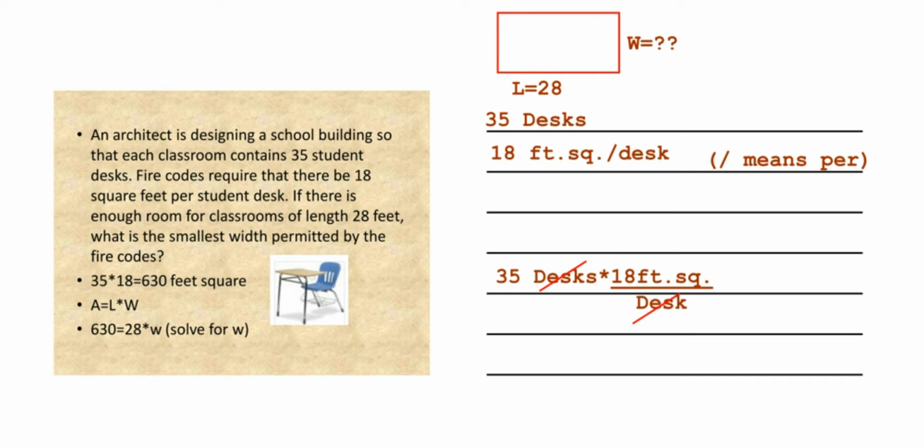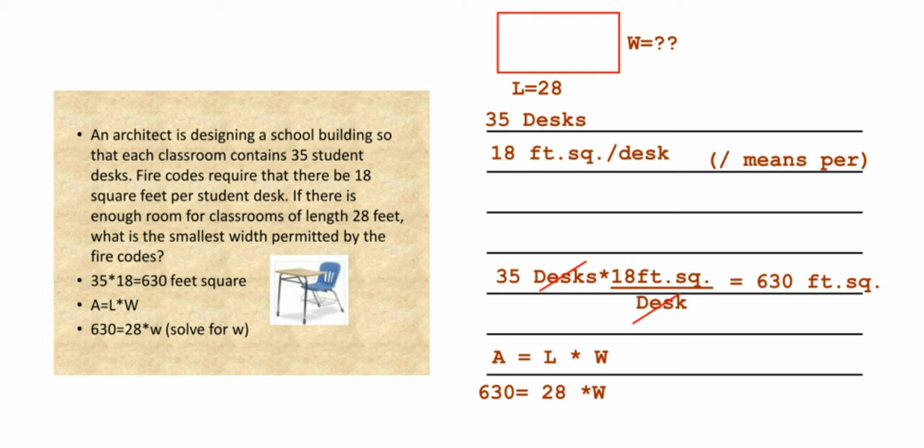Okay, now we can multiply the numbers. 35 times 18 gives us 630, in our units, feet squared. So we have the area, 630 feet square. And let's remember, area of a rectangle equals length times width. So A equals length times width. We know the length, so the length is 28. Let's replace it. We also know the area now is 630. We figured it out by noticing we have 35 desks, and each one needs 18 feet square.